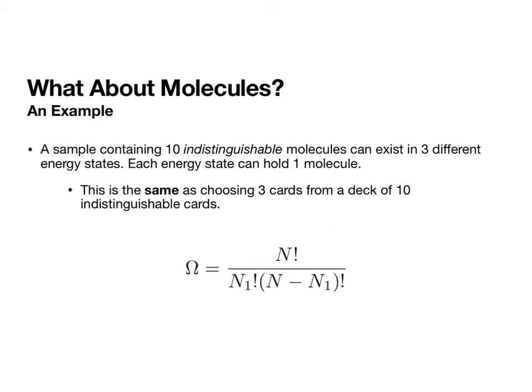So to do this, probability theory gives us this formula. Now, if you don't know what this exclamation point is, this is a factorial. And I'm going to show you what it means in a minute. Okay, so for this, n is going to be our number of cards or a number of molecules. So we have 10 factorial divided by n1, which is how many cards we're choosing or how many energy states there are.